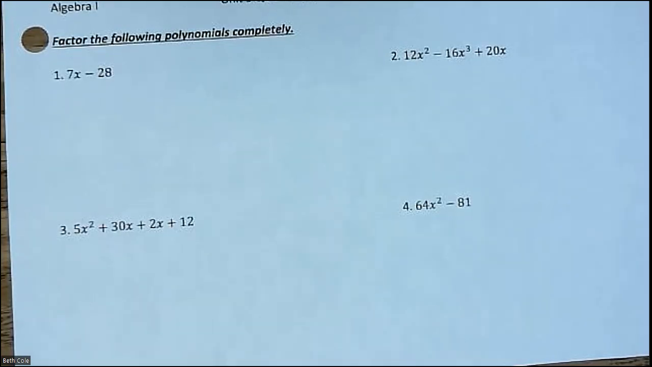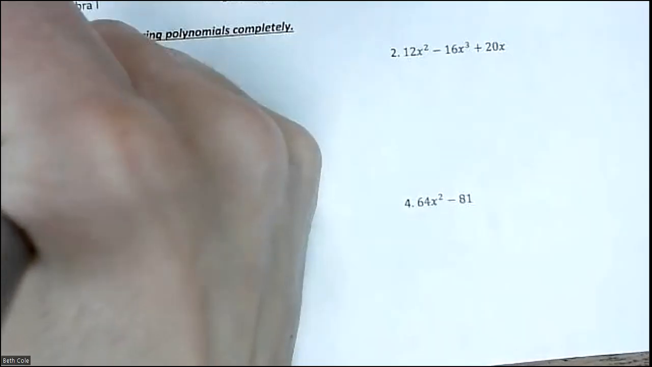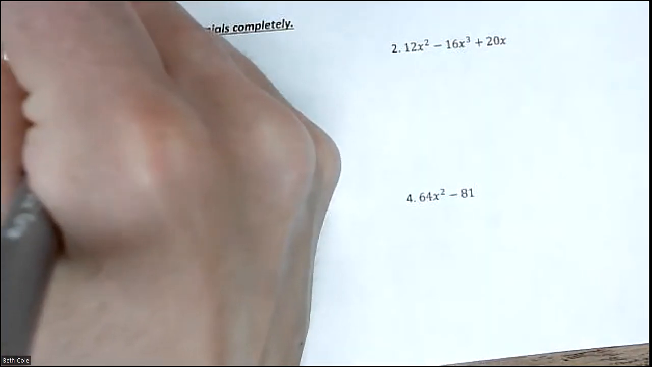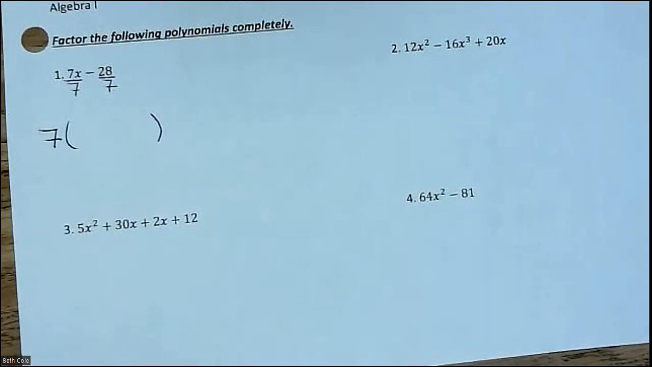All right, for the first one, you have a 7 and you have a 28. What can you divide out of both of those? 7. So put 7, draw a parenthesis, close the Chromebook. You're going to divide them both by 7, and then what's left?